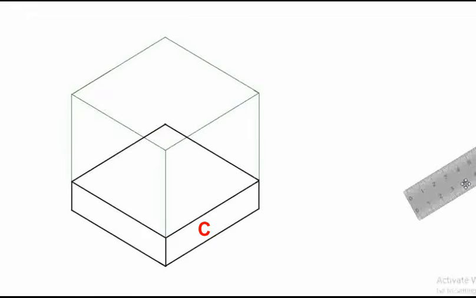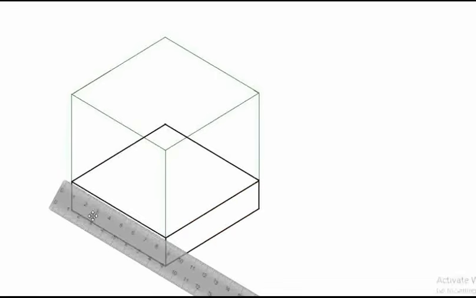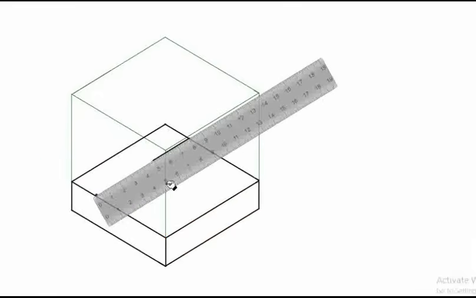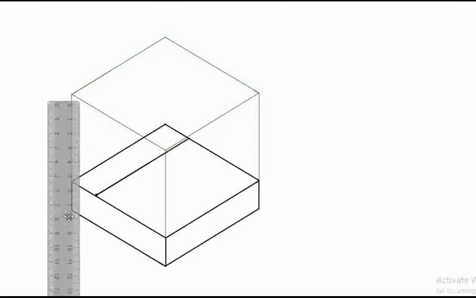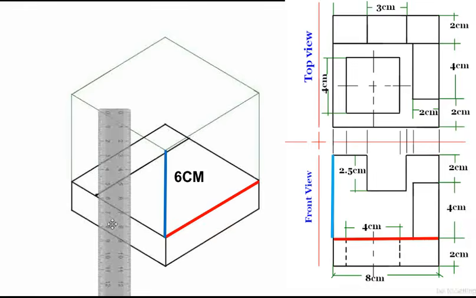To draw plane J, move 6 centimeters from plane C and mark that point. Draw a perpendicular line to the Z-axis. Extrude the line to the desired height. In this case, the height is 6 centimeters according to the front view.